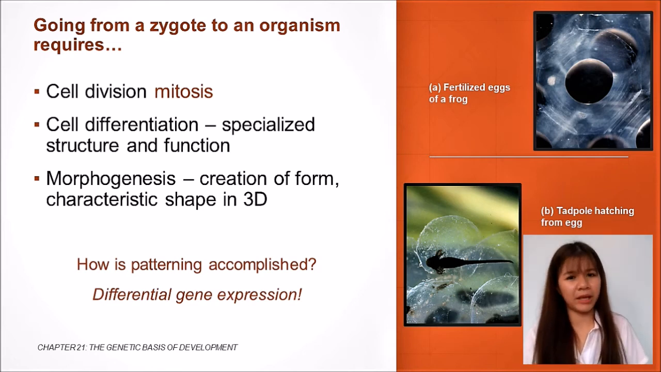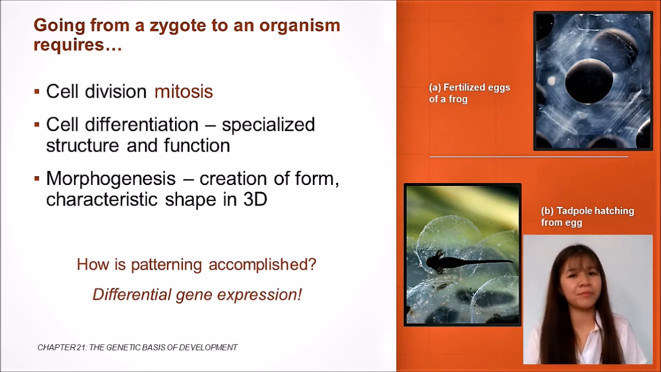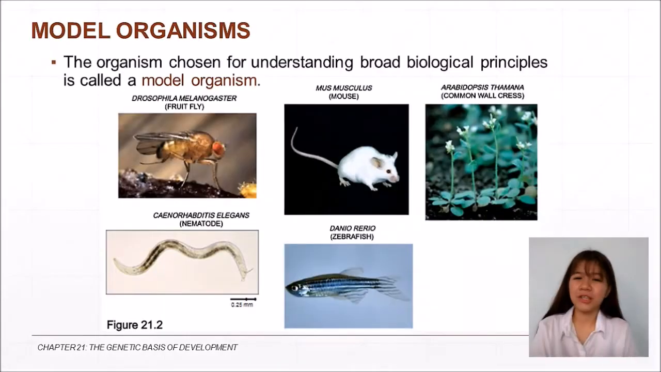This is a very complicated task. So the big question right here is, how is it going to happen? The answer is all through differential gene expression. So from a zygote turns into you, a complex entity, all contained in the DNA of your genome. That's pretty amazing.